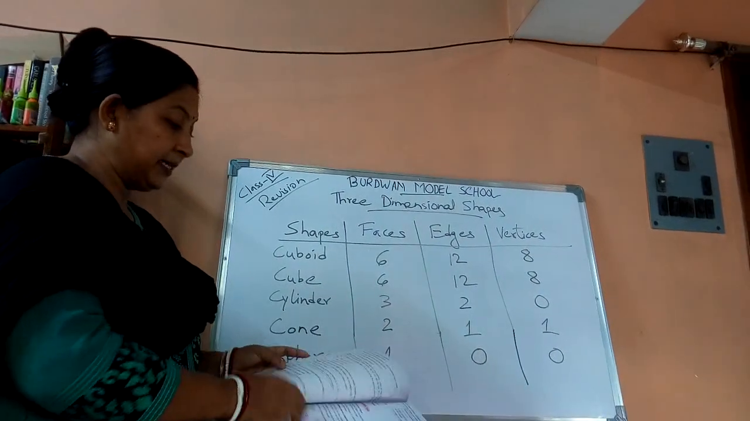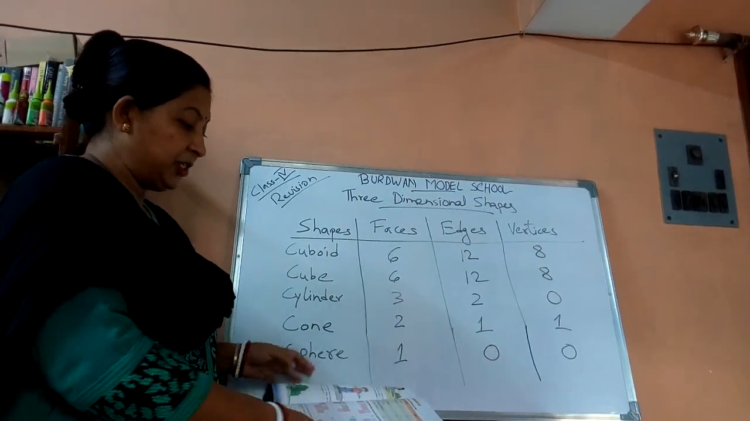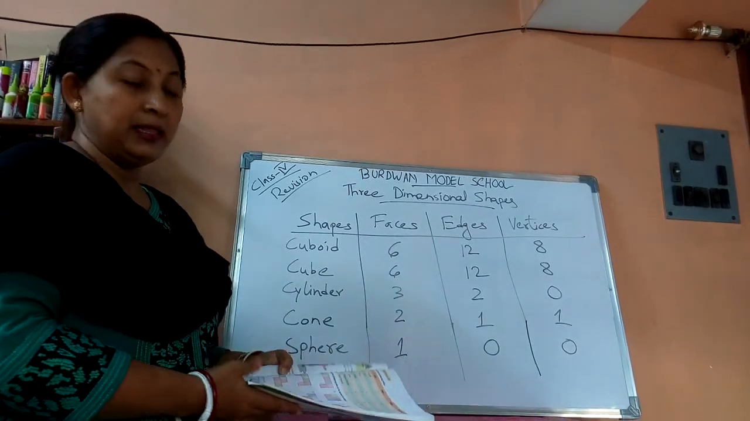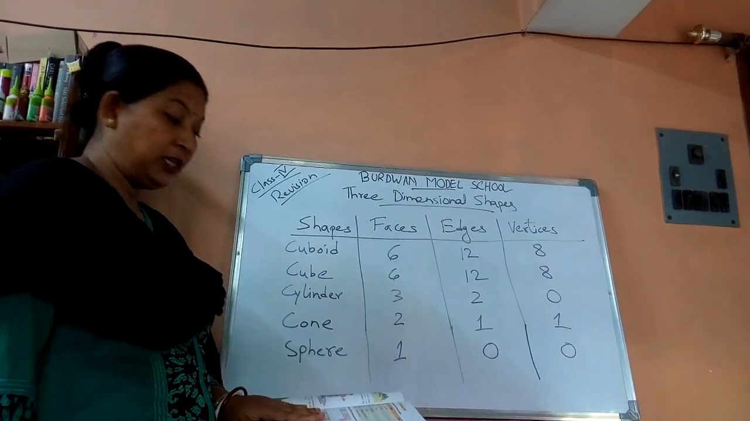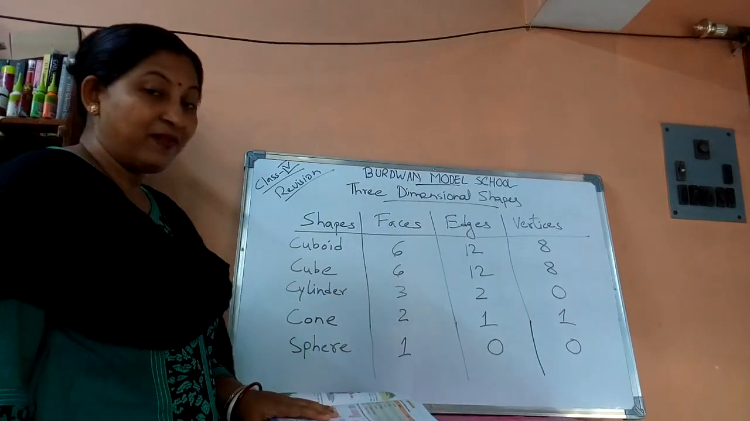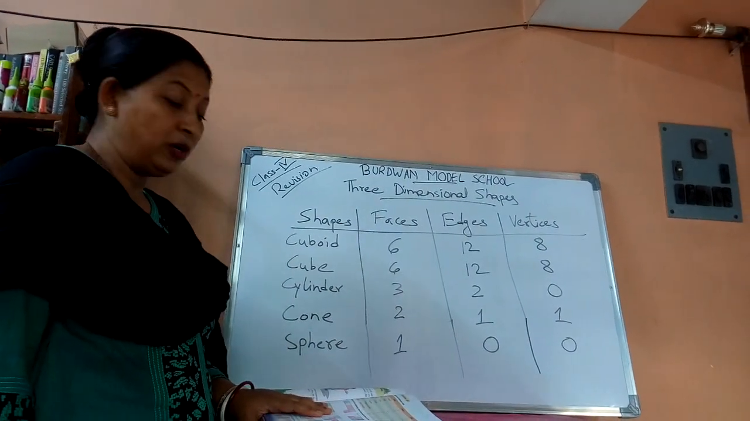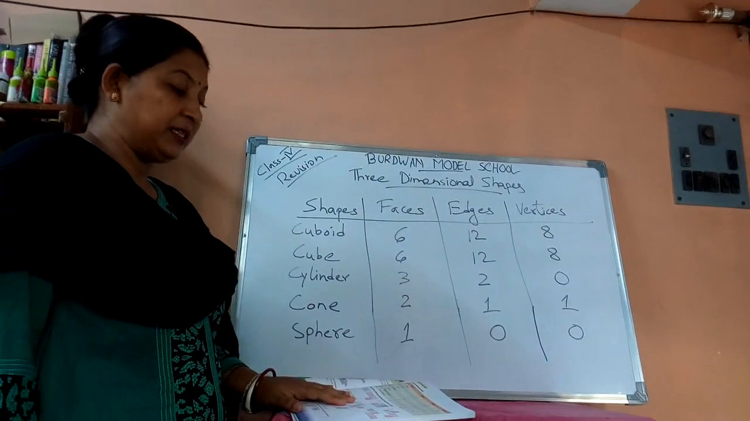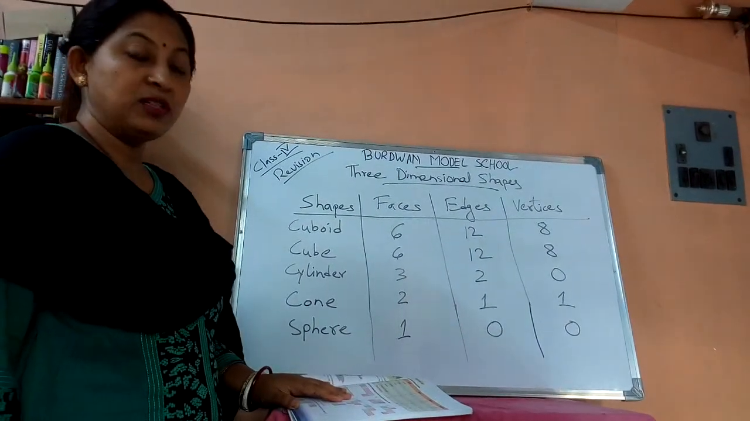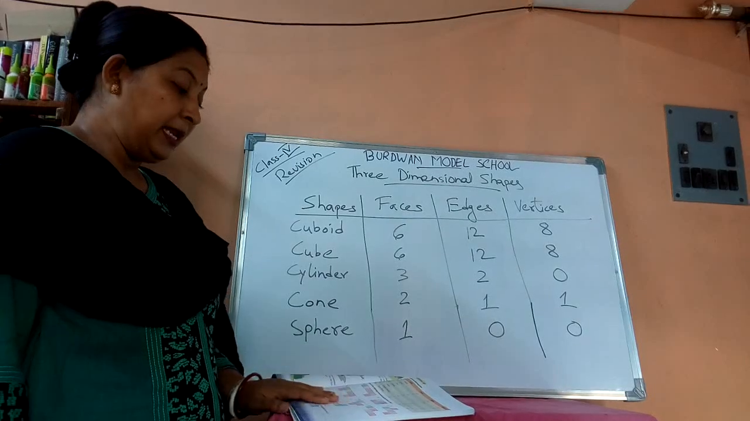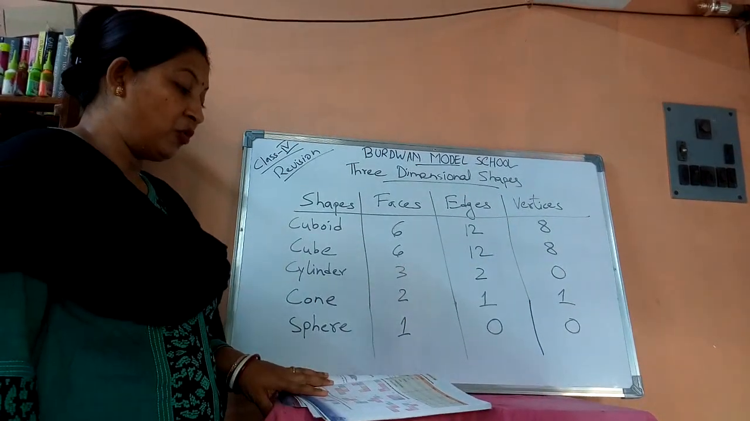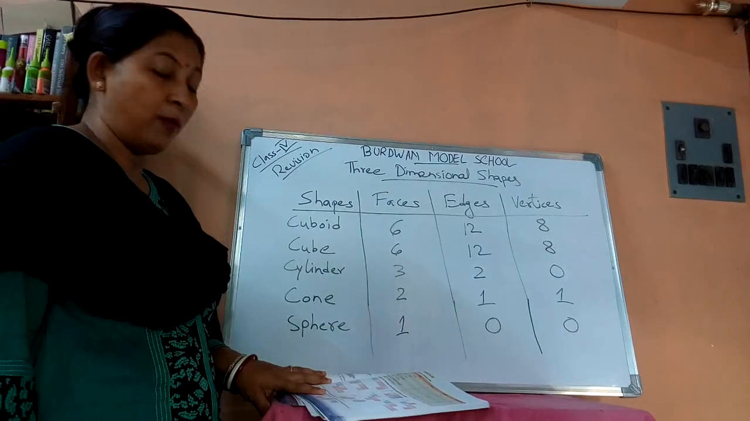Come to exercise 60. In exercise 60, question number 1 says complete the following table. I think we have completed it. So once more you will revise how many faces, edges and vertices there are for the following shapes. Next comes question number 2: which of the following nets can be used to form a cube?